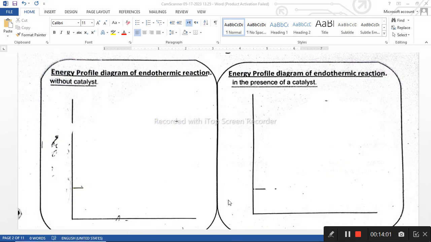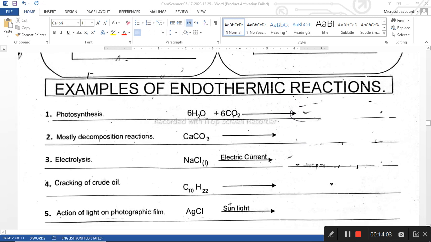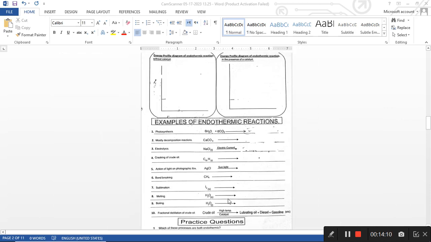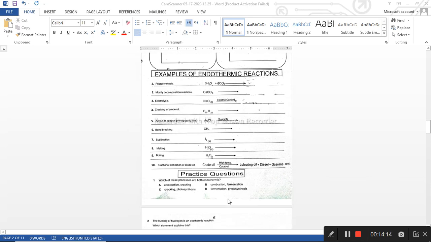Okay, moving forward, examples of endothermic reactions. You can take a screenshot of it. Please take it. So the practice question. Here we have practice questions.